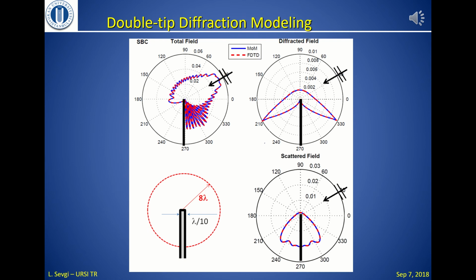Here you see total fields, diffracted fields and scattered fields around the object. The thickness of the object is λ/10. The observation circle has 8 lambda radius. The boundary conditions are soft. Both FDTD and method of moments results are presented.